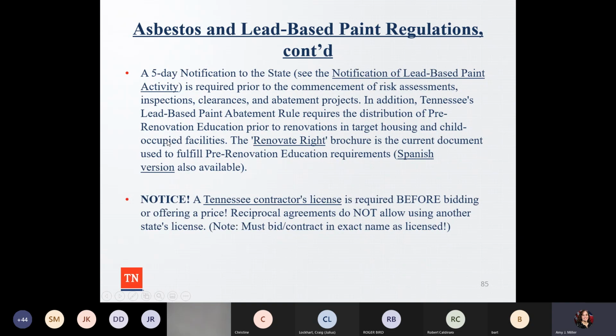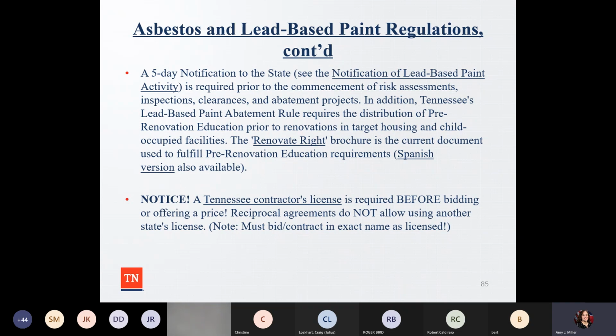So again, there is a 5-day notification to the state prior to the commencement of any kind of risk assessments, inspections, clearances, abatement projects. In addition, Tennessee has a lead-based paint abatement rule that requires the distribution of pre-renovation education prior to the renovations in target housing and child occupied facilities. And then the Renovate Right brochure is the current document used to fulfill pre-renovation education requirements. And then there's also a Spanish version available.